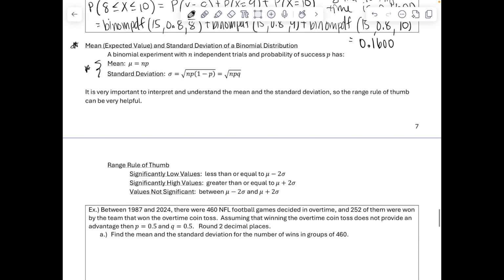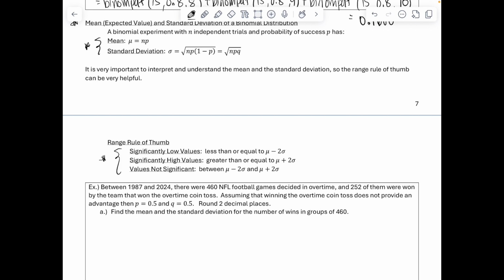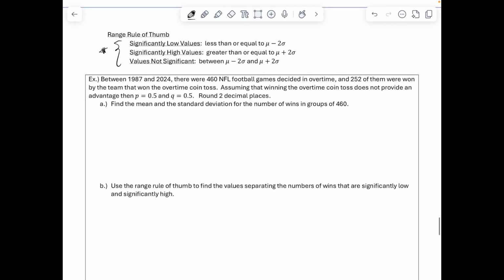And so reminding us of what the range rule of thumb is, this is where things are significantly low, significantly high, or values that are not significant. And that's within those 2 standard deviations of the mean, the same thing that we've seen in the past few chapters of notes. So the example right below says between 1987 and 2024, there were 460 NFL football games that were decided in overtime, and 252 of these were by the team that won the overtime coin toss. Assuming that winning the overtime coin toss does not provide an advantage, then p is equal to 0.5 and q is equal to 0.5. Round to 2 decimal places.